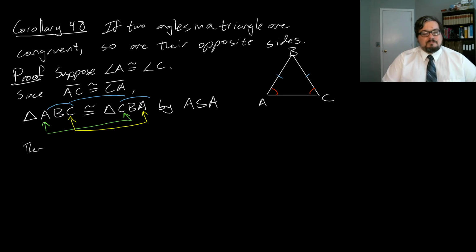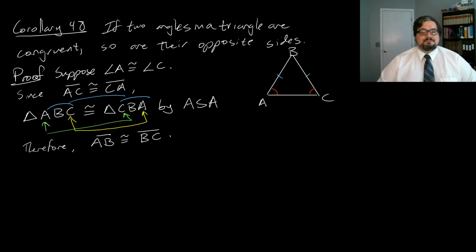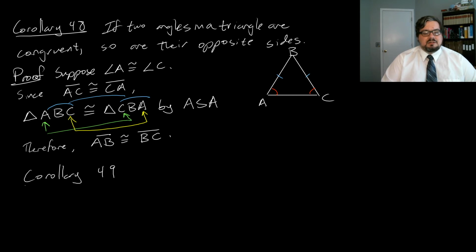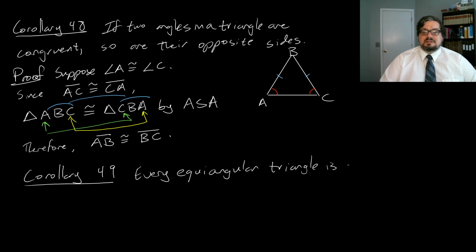So therefore, the segment AB is congruent to the segment BC, because we have this congruence of triangles. And then a similar corollary to this one, which says that every equiangular triangle is equilateral.